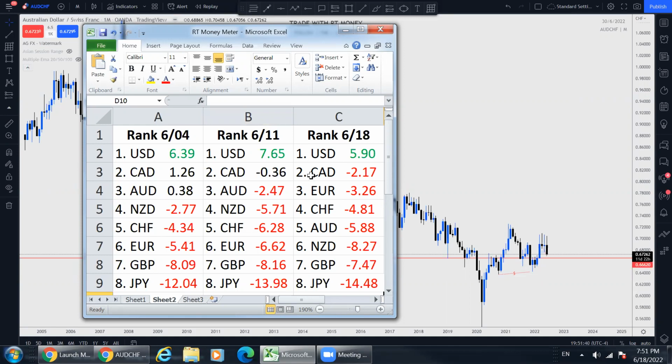All right, and if we look at the Aussie, you see that Aussie this week is number 5 at minus 588. But what was it last week? Oh, it dropped from number 3 last week at minus 247. So we see that it is trending weaker. Now, let's take a look at the Swiss. The Swiss is ranked at number 4, minus 481. But what was it last week? Oh, it was number 5 at minus 628. It is trending stronger.